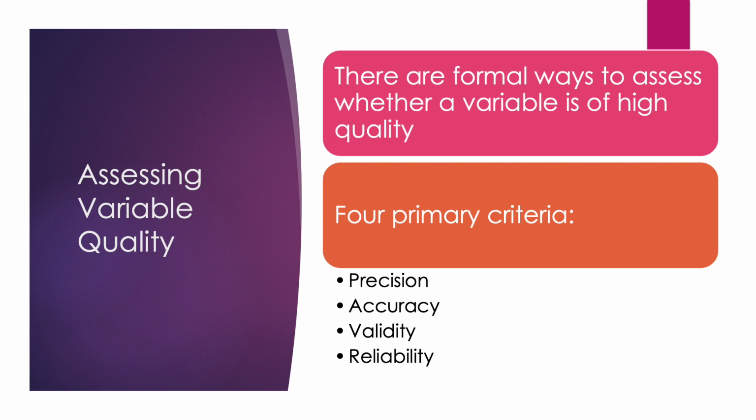In order to use our variables in data analyses, we need to assess our variable quality. And there are formal ways to assess whether or not a variable is of high quality. And there's 4 primary criteria for how we do this. They're called precision, accuracy, validity, and reliability.